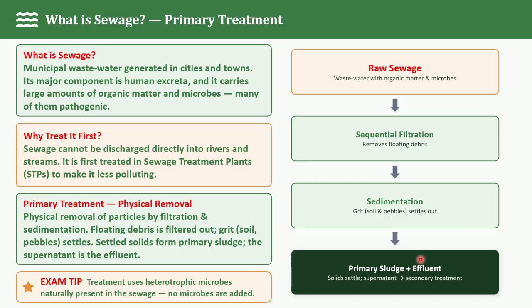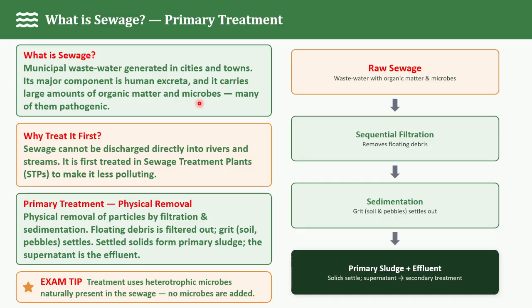Okay. So every day lakhs of liters of wastewater are produced from our homes, schools, hospitals and cities. But where does all this water go then? See, the wastewater generated from cities and towns is called municipal wastewater or sewage. And what does this contain? Sewage mainly contains human excreta, and also a large amount of organic matter and microorganisms. When we talk about these microorganisms, some of them may be pathogenic, that is, disease-causing microorganisms.